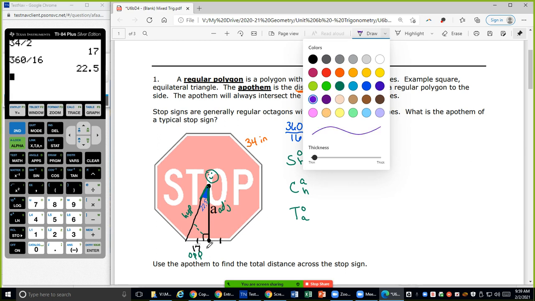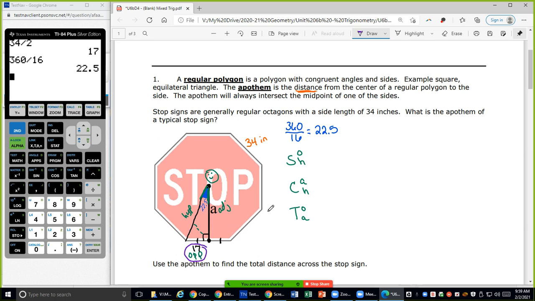All right, let's see. I know the opposite side is 17. And I'm looking for the apothem, which is the adjacent side. So the trig function that has 2 is tangent. So tangent of the angle, 22.5, equals O over A. O is opposite, 17. A is adjacent, which is the apothem, A.